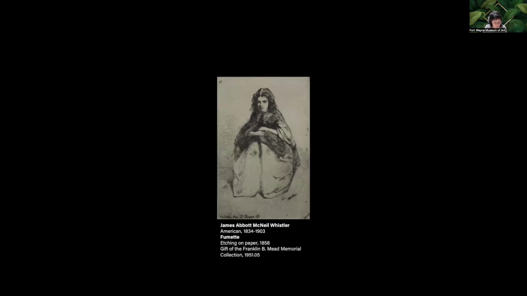James Abbott McNeill Whistler made his earliest etchings in the mid-1850s when he lived in Paris. 12 etchings from nature, known as the French set, includes the print Fumette. For the series, he portrayed working women, the rag pickers, tinkers, flower sellers, and dressmakers. Eloise, nicknamed Fumette, was known for her quick temper. She was Whistler's mistress and worked in the Latin Quarter as a dressmaker.